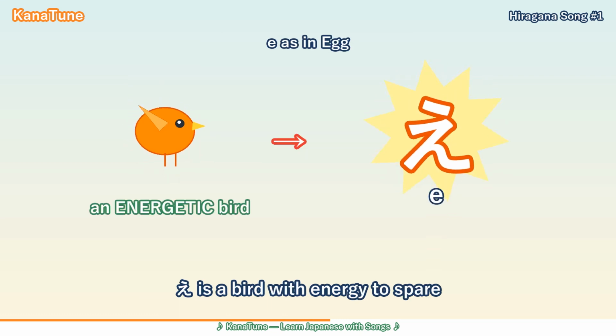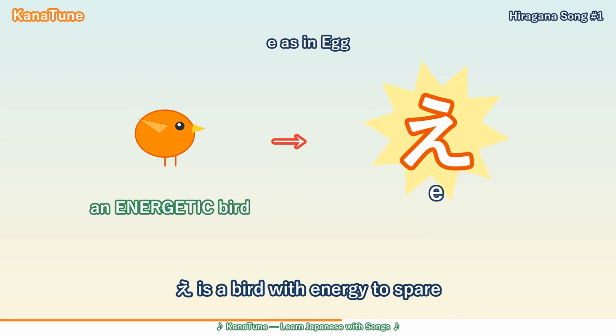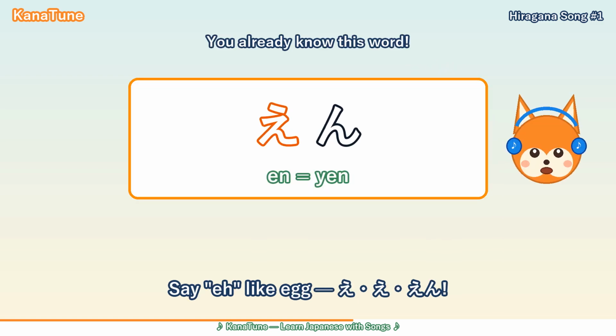E is a bird with energy to spare. Say eh like egg, and that's money.